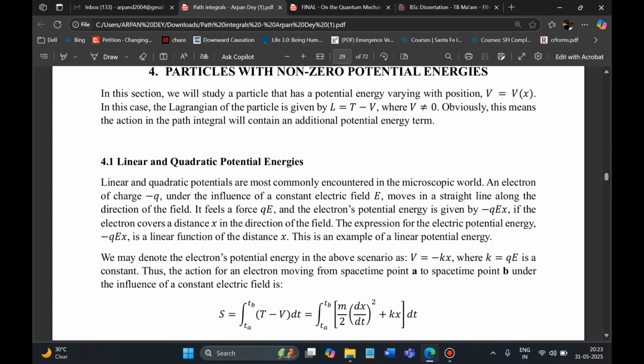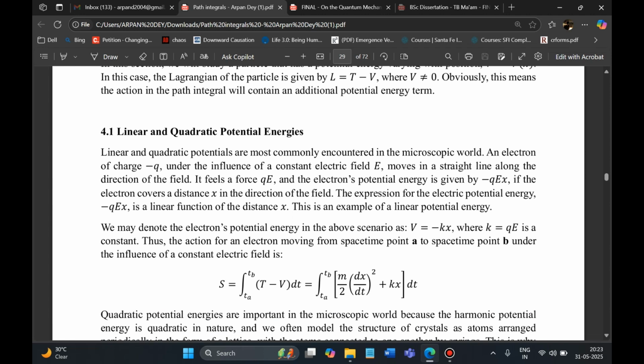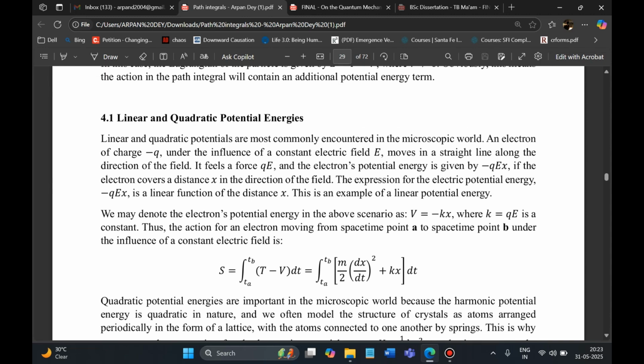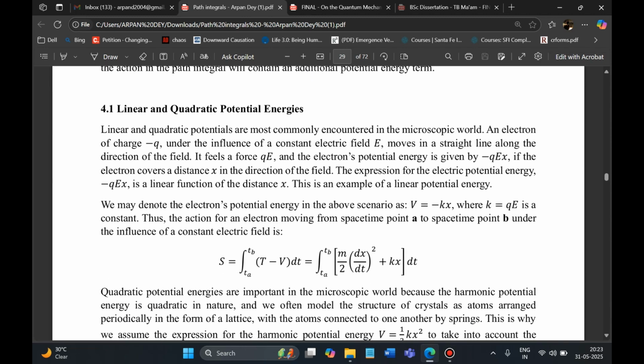That is what we're assuming, just for simplicity. So now in this case, the action will be the time integral from ta to tb of the Lagrangian, T minus V. And here, in place of V, we cannot write 0, because we are not talking about a free particle. Now we're talking about a particle with a non-zero potential energy. So there are basically two very important potentials which we'll be discussing.